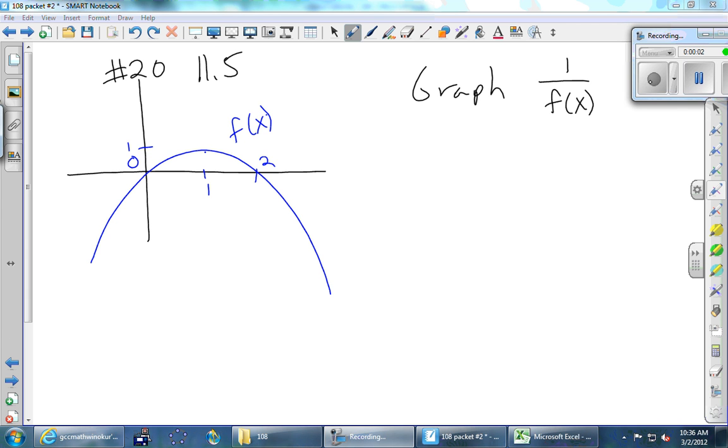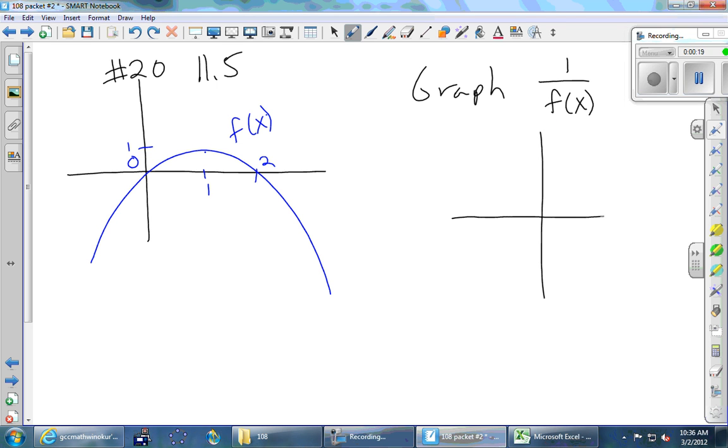All right, so the goal is to graph 1 over f of x, and you guys in the previous example had done some exploration about what 1 over f of x does if f of x does some stuff. And so I'll go ahead and start with, what will we start with? We'll start with the x-intercepts of that blue graph over there.